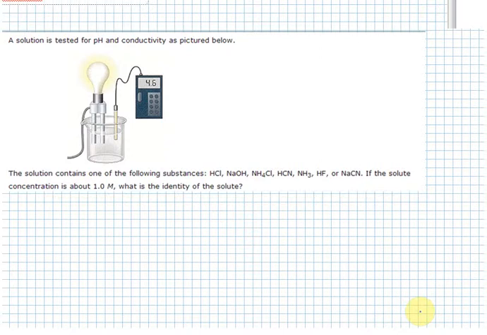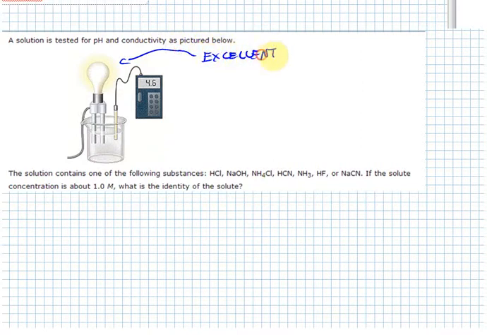I've got a conductivity probe, a simple light bulb. We've used this in class. And I've got a pH probe. Okay. Notice the light is glowing brightly. What does that mean? That means that this solution is an excellent conductor.